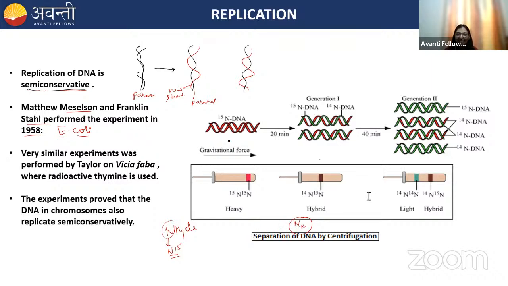Now they extracted the DNA from the culture periodically at different intervals of time. When they extracted the DNA from the culture after 20 minutes, they observed the hybrid or intermediate density. Because one strand, this red strand, is the parental strand which remained conserved, and this green strand is the newly synthesized strand. So the replication of DNA is semi-conservative in nature.